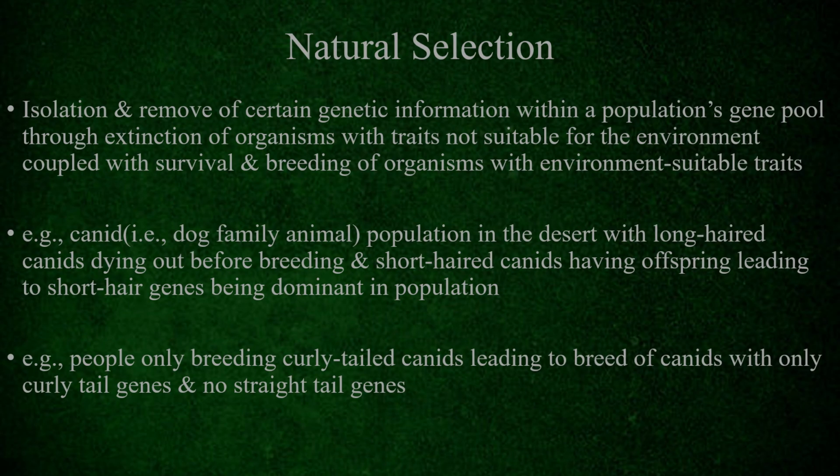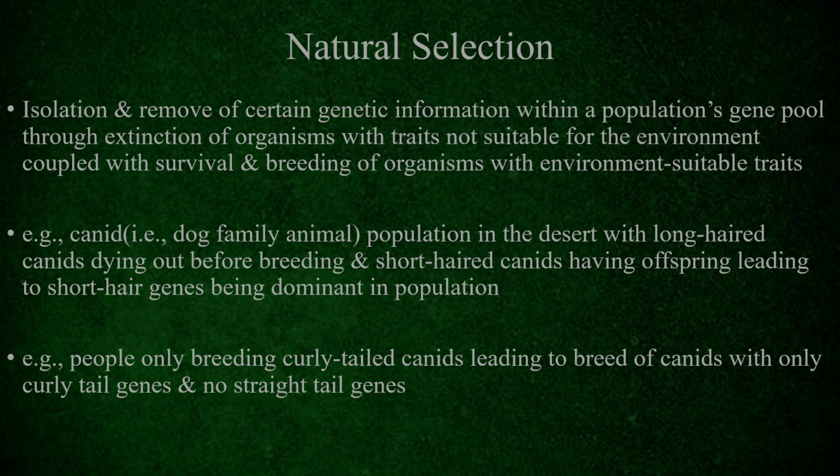For our terms, before we get into the specific sides, natural selection, which is isolation and removal of certain genetic information within a gene pool through extinction of organisms with traits not suitable for the environment, coupled with survival and breeding of organisms with environment suitable traits. That's a lot. So, a couple examples.